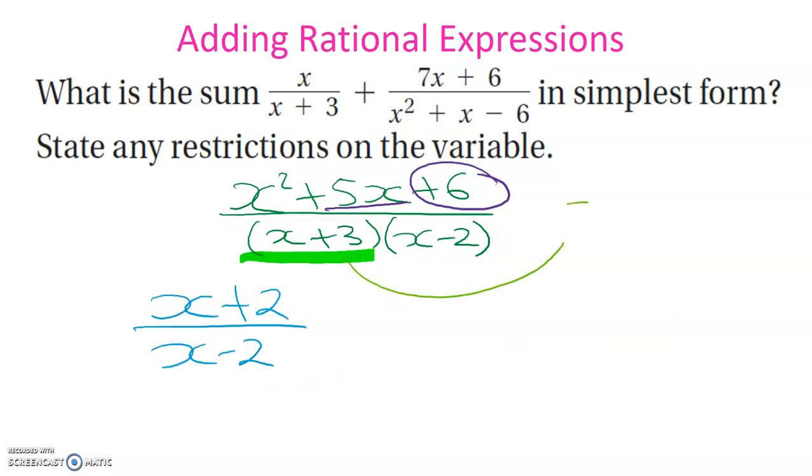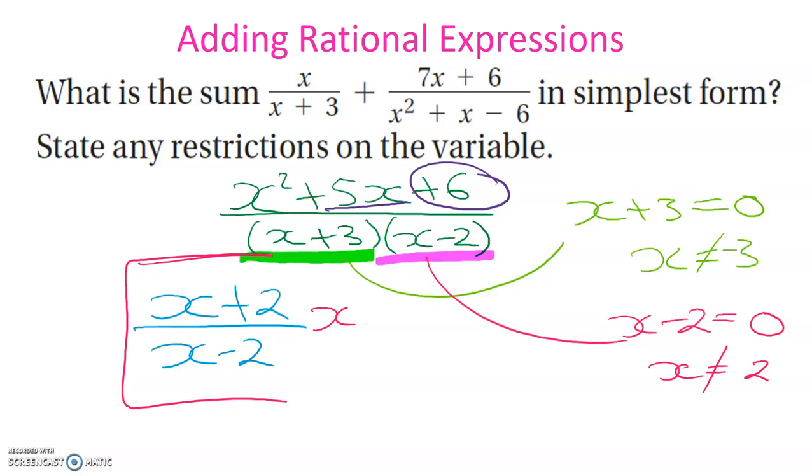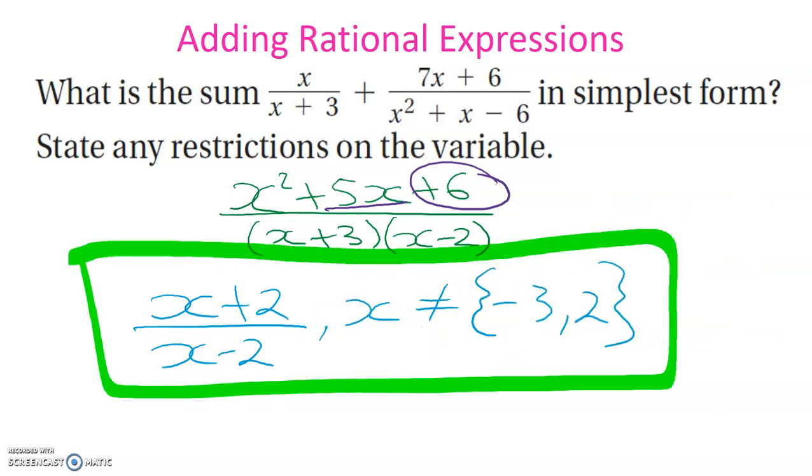So if we have a look at x plus 3, and we make that equal to 0, because it's what we don't want, but it's how we solve it, then x is -3. So x can't be -3. And we'll have a look at this one. So x minus 2 equals 0. So then x equals 2. So x can't equal 2. So this is our solution here, where x cannot equal the set of -3 and 2. And there you have your answer.